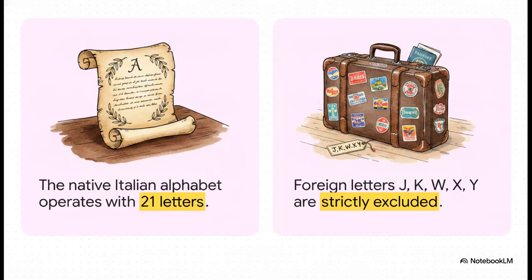What's really interesting about this slide is how Italian operates with a brilliantly streamlined 21-letter alphabet. Notice what's missing there on the right. The letters J, K, W, X, and Y are completely excluded for native Italian vocabulary. They strictly save those letters for foreign loanwords. So fewer letters means spelling and pronunciation are going to be so much more predictable for you right out of the gate.